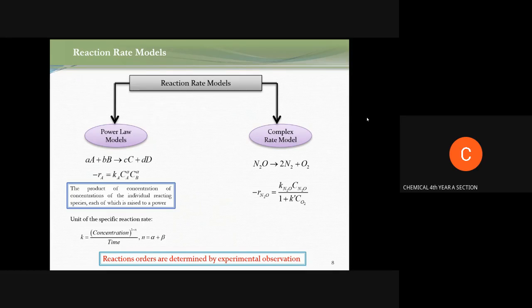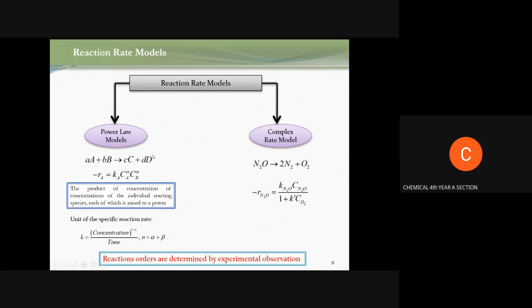Reaction rate models means there are some defined models used to measure the rate of the reaction. The first one is the power law model, and the second one is the complex rate model. The simple equation for the power law model is aA + bB → cC + dD.